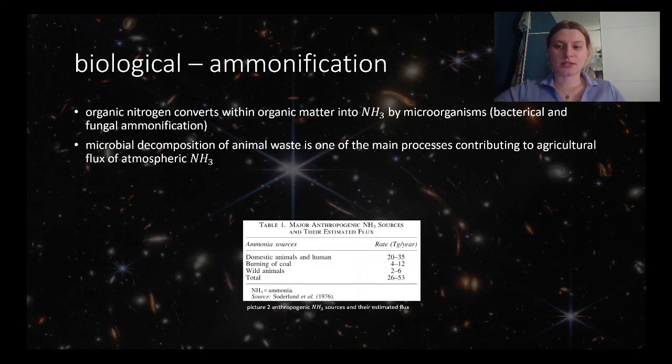Another biological source is ammonification, where the organic nitrogen within organic matter is converted into NH3 by microorganisms like bacteria or fungi, and the microbial decomposition of animal waste, which I already talked about, is one of the main processes contributing to agriculture flux of atmospheric NH3.